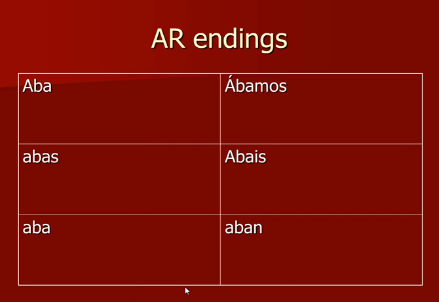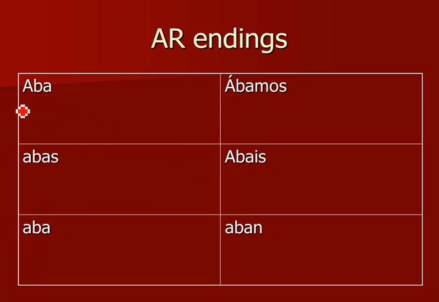Our endings for the AR verbs are aba, abas, aba, ábamos, abais, and aban. What are the two things that you noticed first about these endings? 1, there's an accent only on the nosotros form, ábamos, and the yo form and the he-she form are the same, aba, aba. So all the forms in the imperfect tense in the yo and in the he-she usted are the same. So that just means we need to be specific in our context by saying yo hablaba or él hablaba. So let's give you an example.